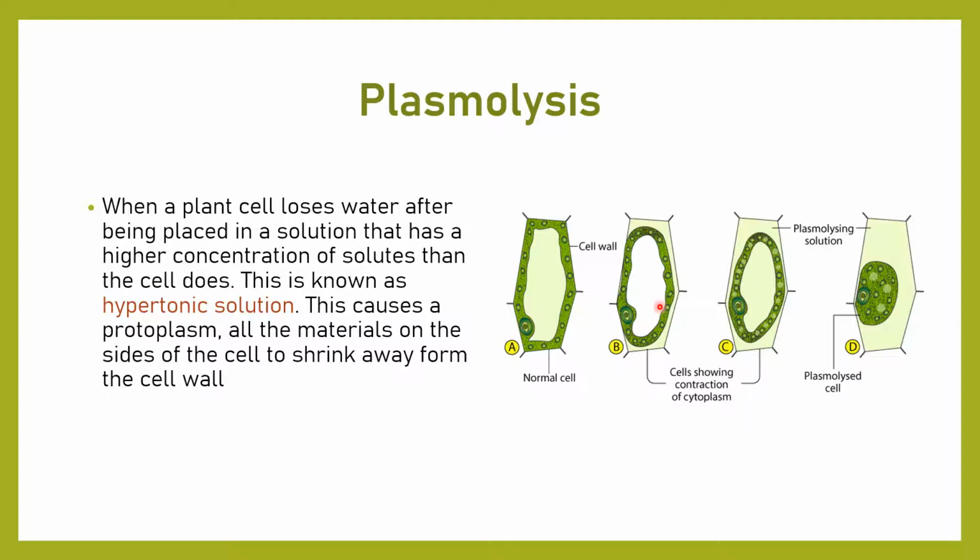What is protoplasm? Protoplasm is a combination of nucleoplasm and cytoplasm. Nucleoplasm and cytoplasm together are called protoplasm. You can see in this picture the protoplasm has shrunk a lot. There is a lot of space between the protoplasm and the cell wall, and in this picture it has shrunk more. Hypertonic solution causes the protoplasm, all the materials inside the cell, to shrink away from the cell wall. This phenomenon is known as plasmolysis.